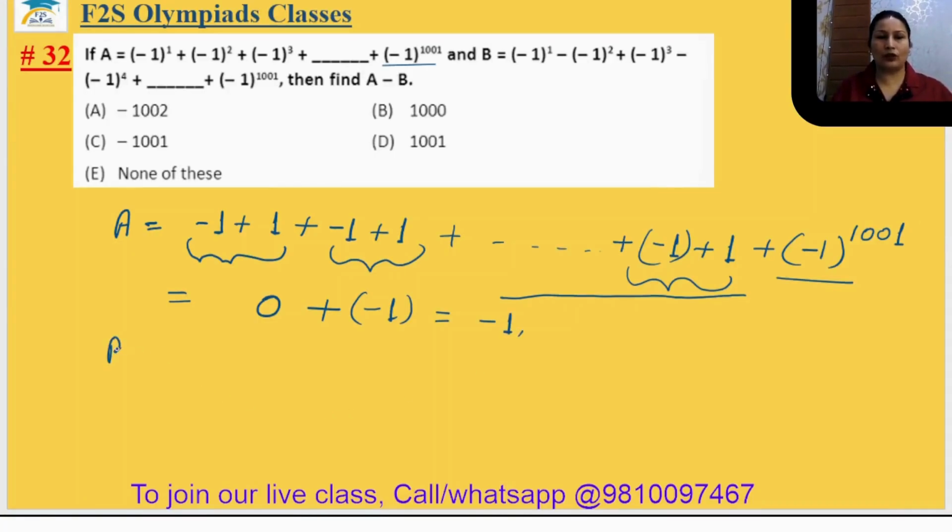Come to the value of B. This is minus 1 to the power 1, so it will be minus 1. Then again minus 1 to the square, that will be plus 1.